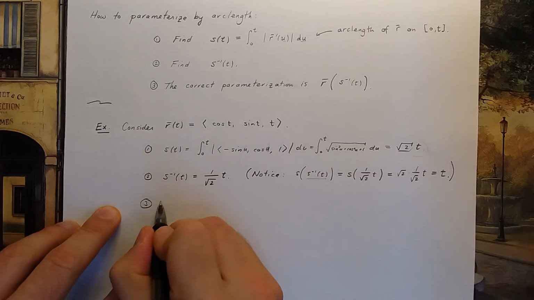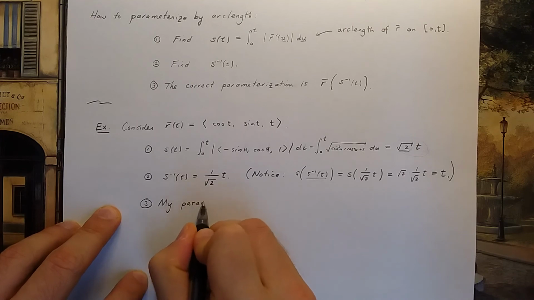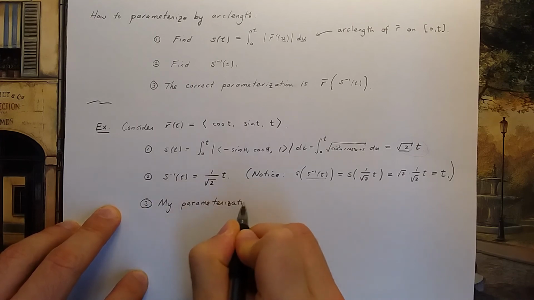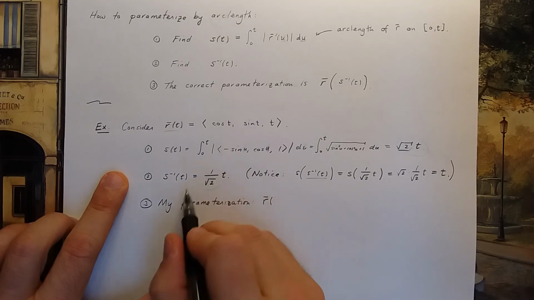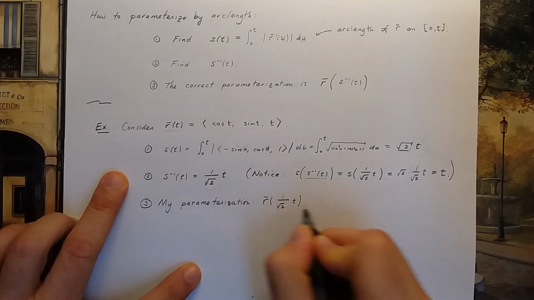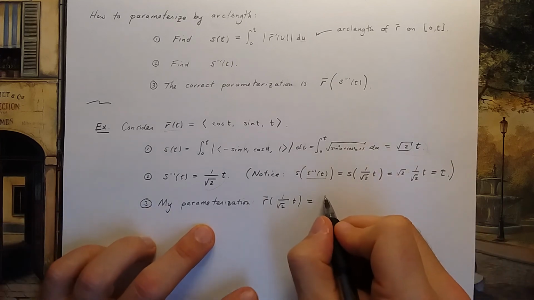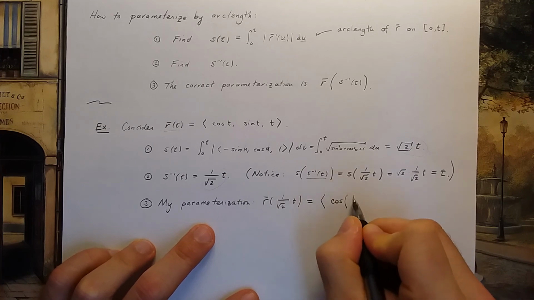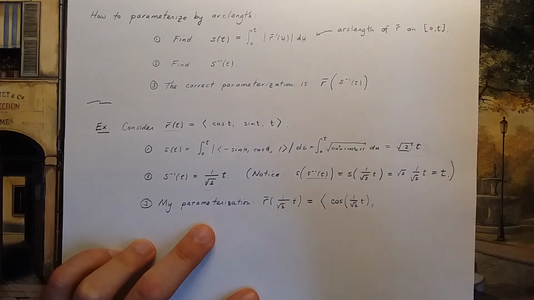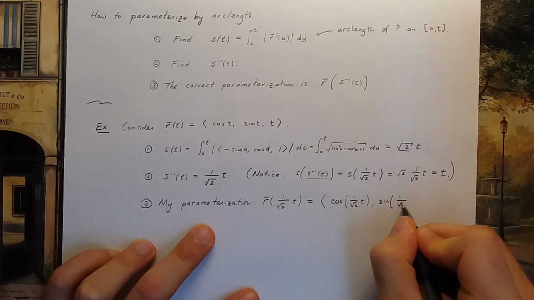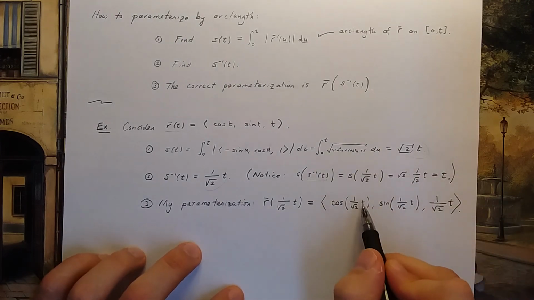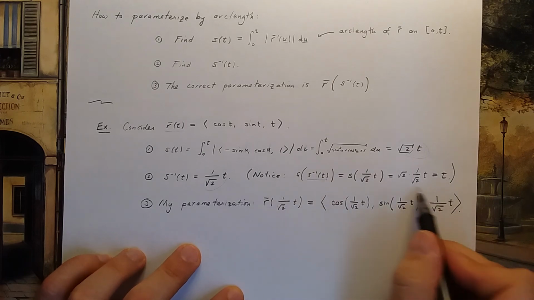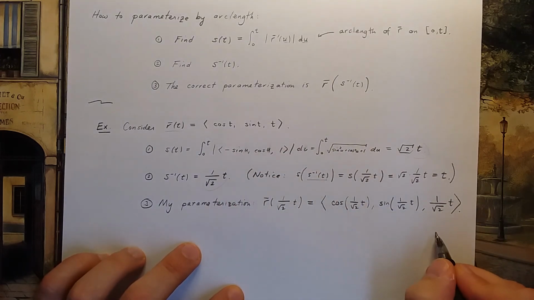All right, so finishing up, my parameterization is the original function, except I'm going to put in t over the square root of 2 wherever I see a t. So this would be cosine of t over the square root of 2, sine of t over the square root of 2, and t over the square root of 2. So if I travel t units, if I travel t seconds along this curve, then I've actually traveled a distance of t units. Okay, wonderful.